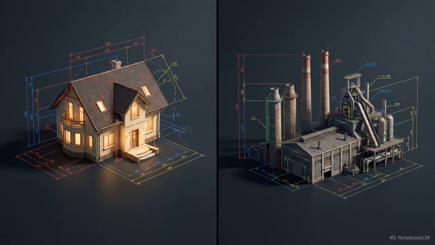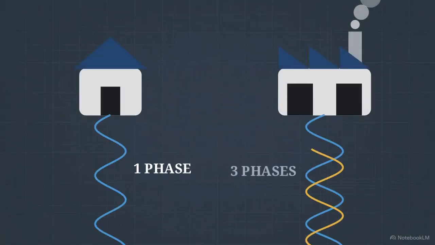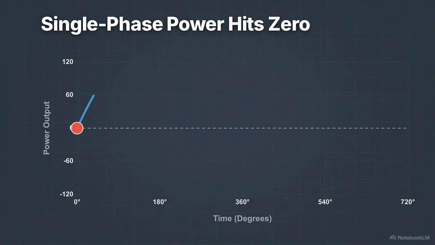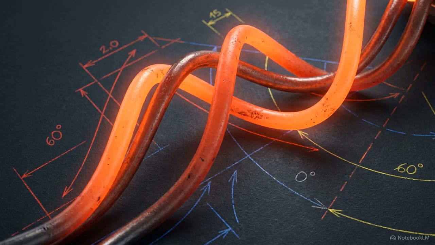The separation between these two environments reflects a physical divide. While the home connects to a single phase of electricity, the factory requires three. The reason for this dual system comes down to a unique physical limitation built into the nature of alternating current itself. This chart shows a standard single-phase alternating current. Because it travels as a wave, the total power mathematically drops and hits exactly zero every time it crosses the center axis. For basic loads that rely on electrical resistance to create heat, this momentary drop in energy is invisible.